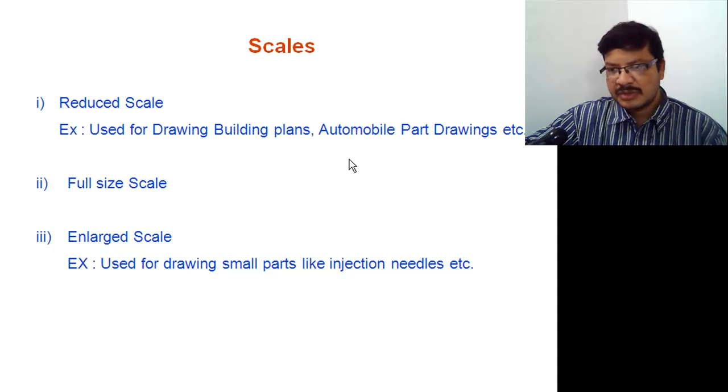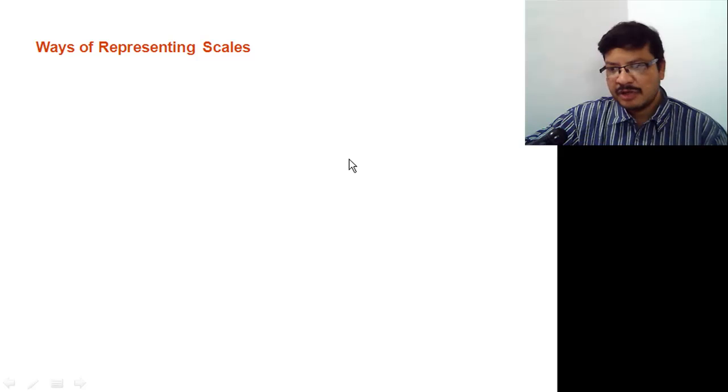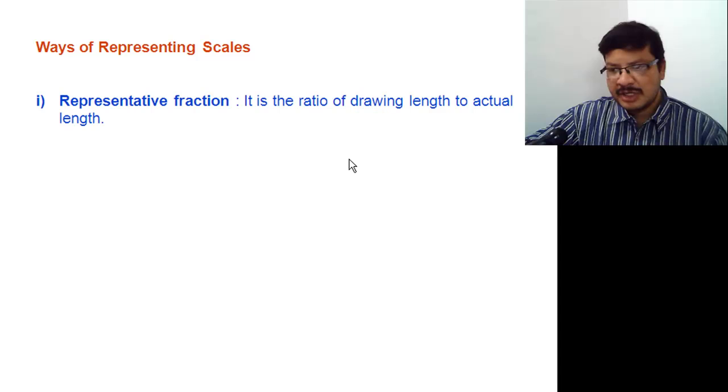So these are the three different types of scales. The scale concept is required such that the object's dimensions can be easily represented on the drawing sheet. That is the purpose of taking scales. So now observe different ways of representing these scales. The first one is representative fraction. Representative fraction, in short, we'll call this RF. RF is the ratio of drawing length to actual length.